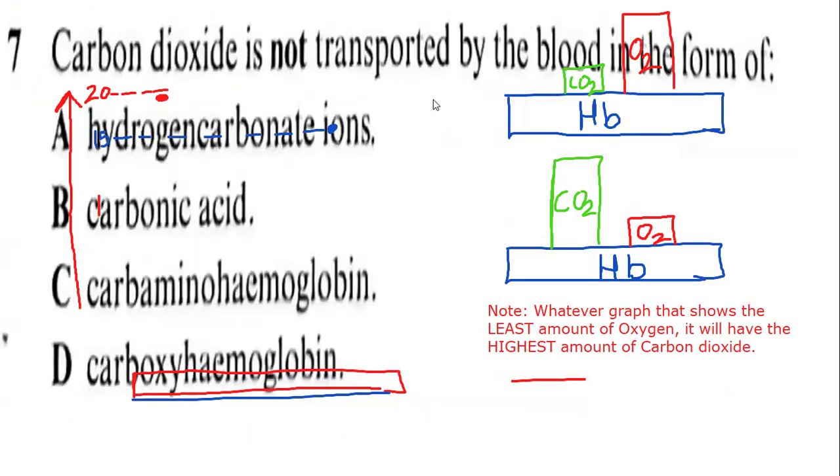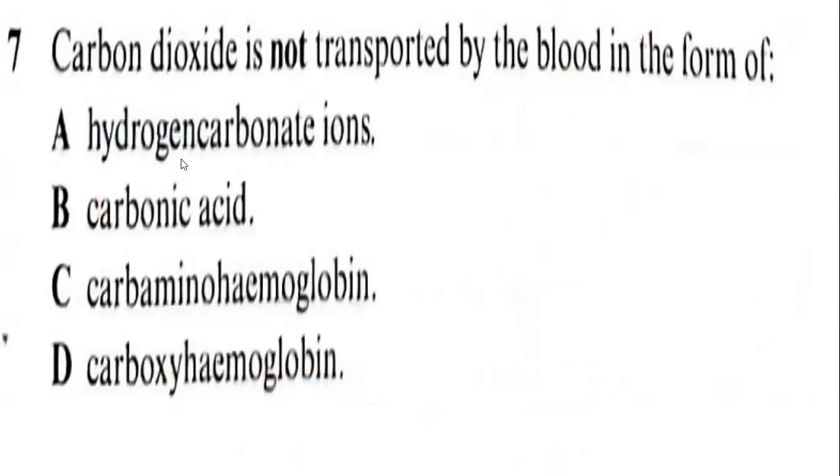Okay, so question number 7 states that carbon dioxide is not transported by the blood in the form of A, hydrogen carbonate ions, B, carbonic acid, C, carbaminohemoglobin, or D, carboxyhemoglobin. Which one is it not transported in the body as?